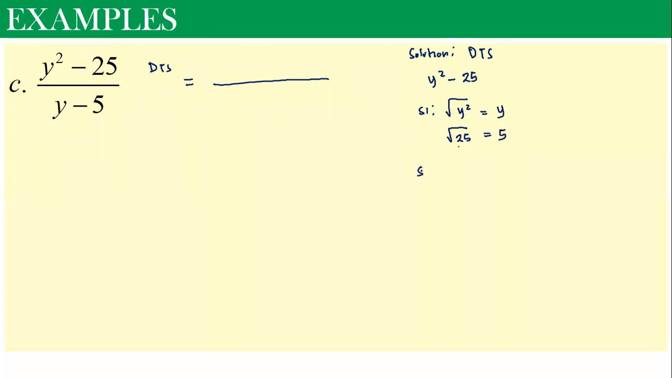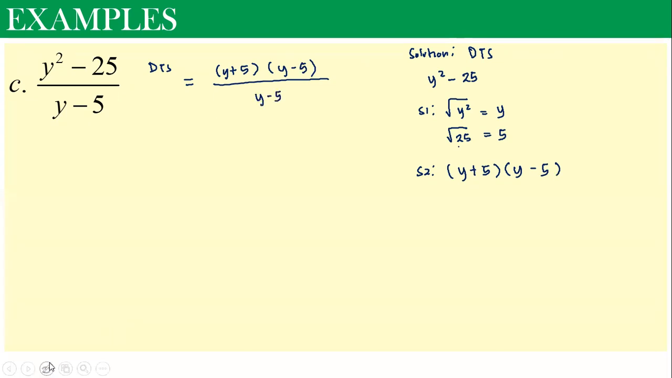Okay? Then step 2, you have to form two binomials, wherein the first binomial is addition, the second binomial is subtraction. And then just copy the square, so we have y plus 5, and then y minus 5. So this will be the factors. So we have y plus 5 and y minus 5. Then just copy the denominator, which is y minus 5.